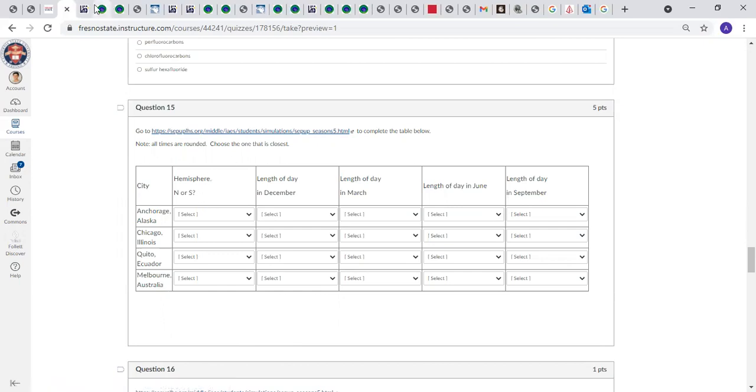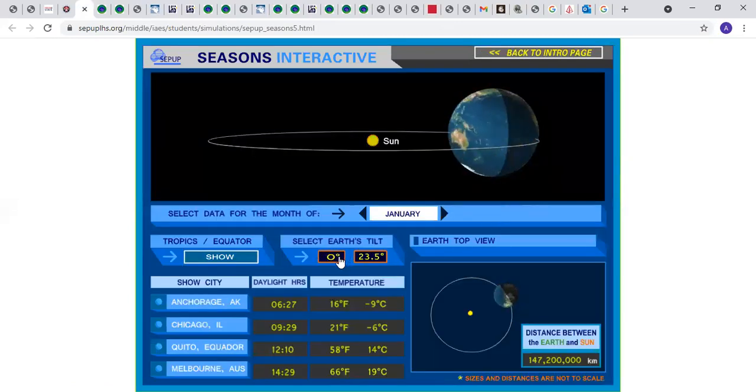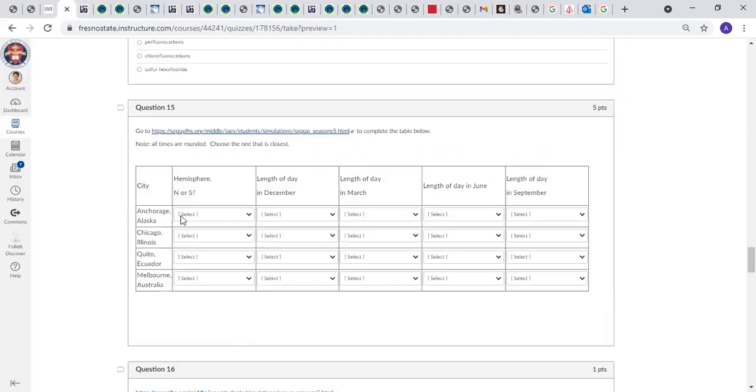And what's really cool about this website is you'll be able to see the Earth's rotation at different tilts, at 0 degrees, 23 degrees, and you're going to look at the length of day. The website's going to tell you the length of day, which is defined as the amount of daylight for that area in a day, if you will, the length of daylight within a 24-hour period. And that's going to be a day, if you will.